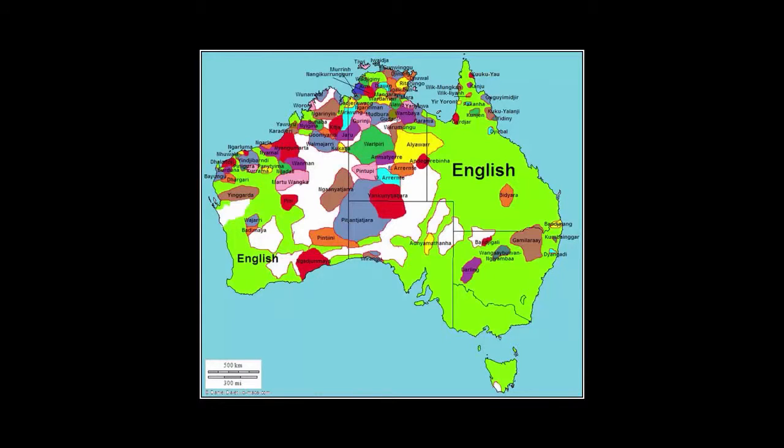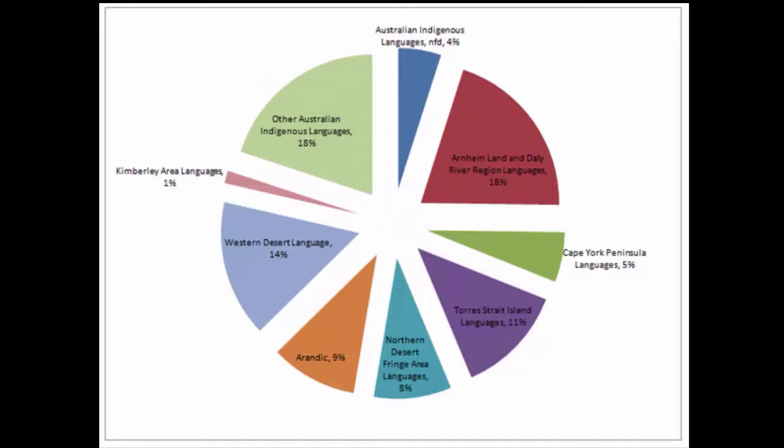With that being said, English is the most spoken language in the country of Australia. However, there are several other languages that are spoken in different sections of the country. Different territories within Australia have their own languages as well. Other Australian Indigenous languages make up 18%. The Arnhem Land and Daly River region languages make up 18% as well, while the Western Desert language makes up 14%.